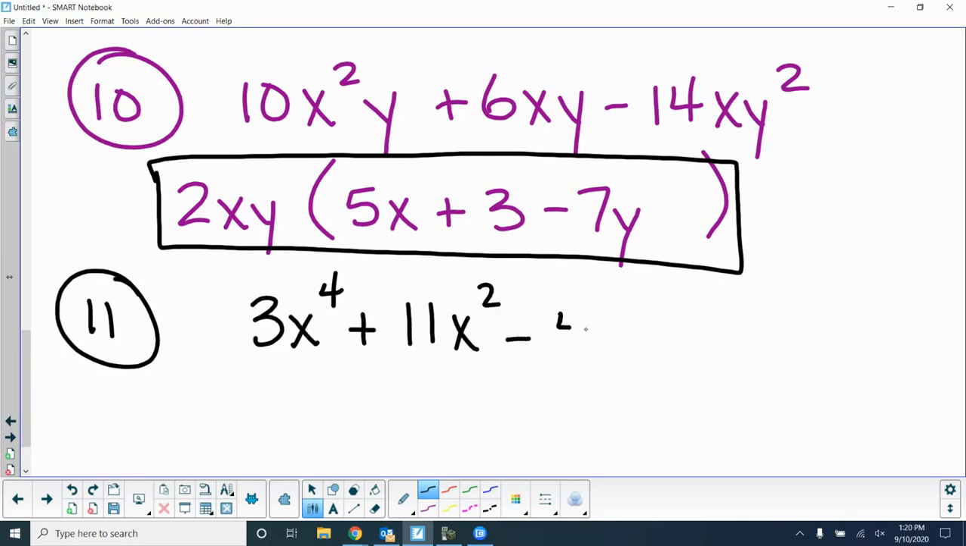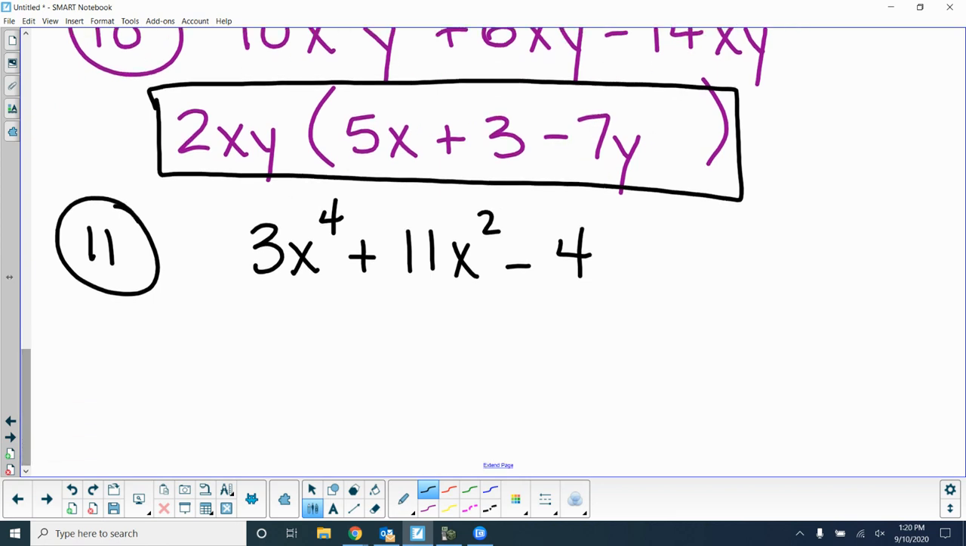Okay, this one's like number 8, where there's no GCF. It's got 3 terms, and those are not both positive perfect squares. So it's a regular trinomial. And my a is not 1, so I've got to multiply 3 times -4. So what factors of negative 12 will add up to 11, Garrett?